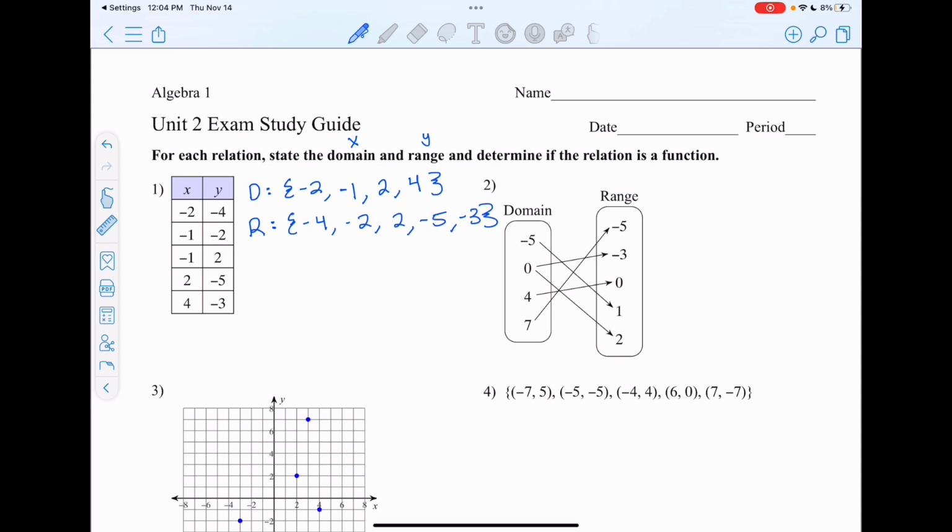Now I have to determine if this relation is a function. Remember, in order to be a function, every input can only have one output. So we should never see any input repeat. But in number 1, I see the input -1 twice, which means this is not a function because -1 has 2 outputs.